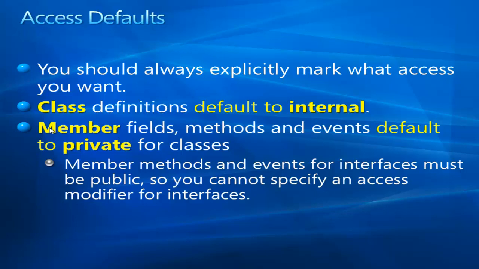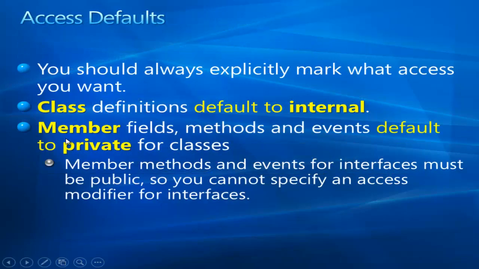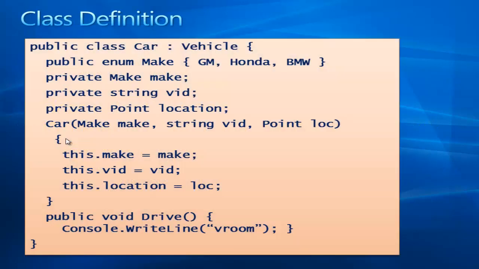Whereas the members, whether the field, the methods, the events, the static values or anything, are all assumed to be private. That means if you create a method here without specifying the access specifier, that method will be assumed to be private and will not be available outside the class. Again, if you create a field without specifying anything, it's assumed to be private.